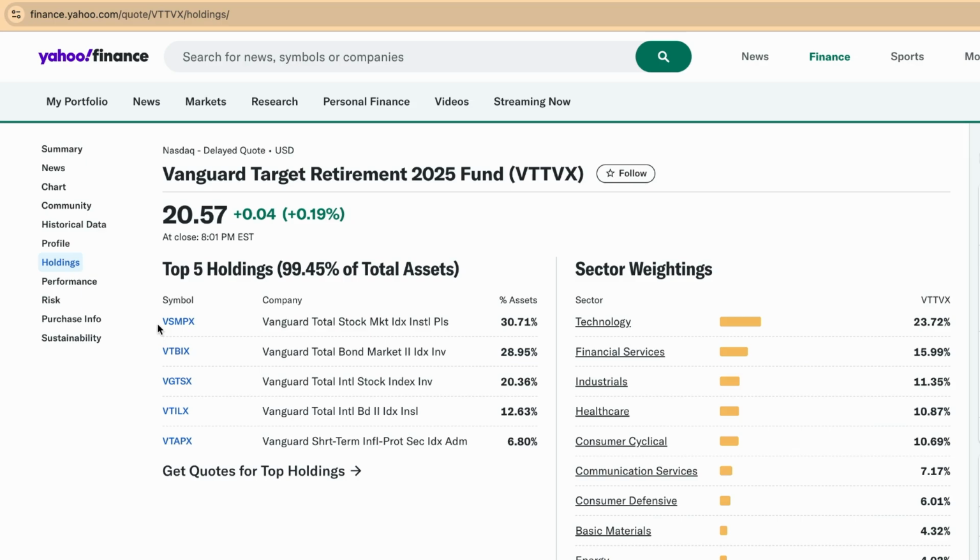Very similar to the Target Retirement Fund 2045: the same Vanguard Total Stock Market, Total Bond, Total International Bond. And now we have a short-term inflation-protected security. So now it wants to hold certain assets that are not going to be volatile, that will still protect a little bit of your money when the time comes for you to withdraw.